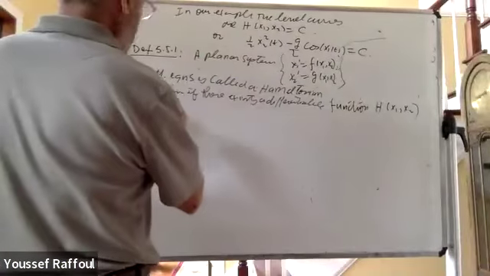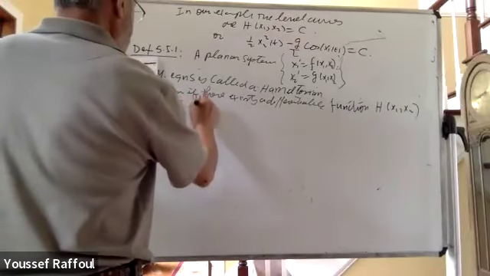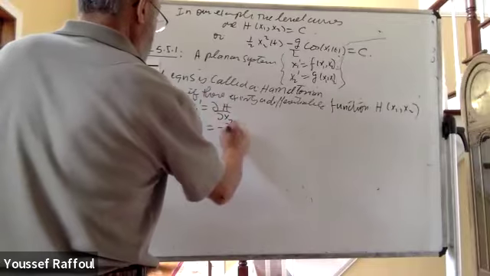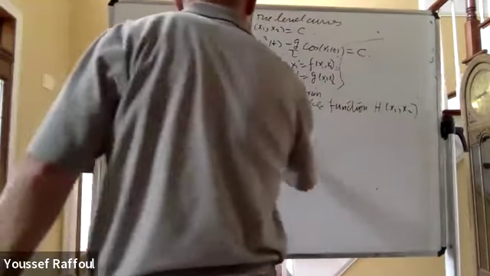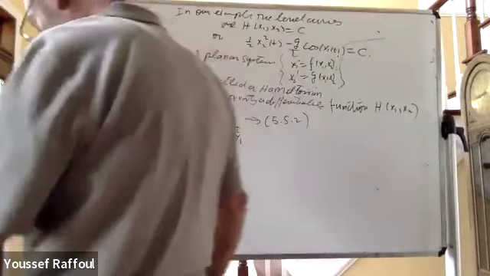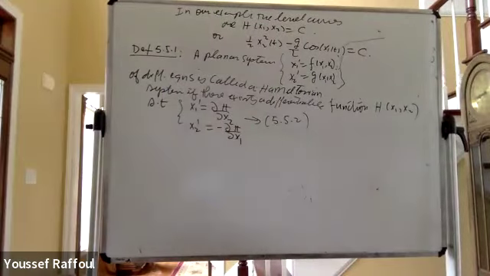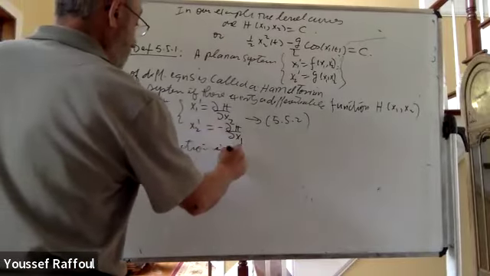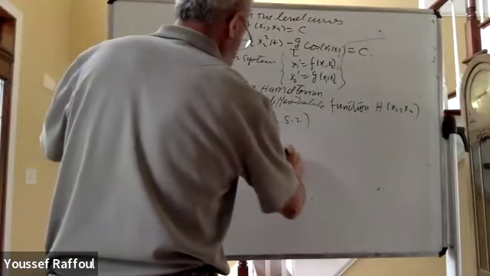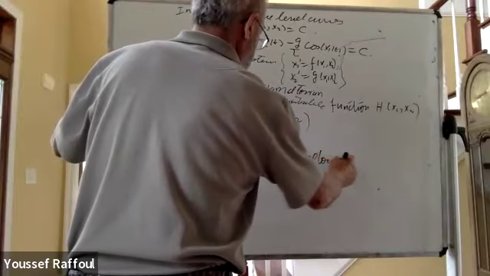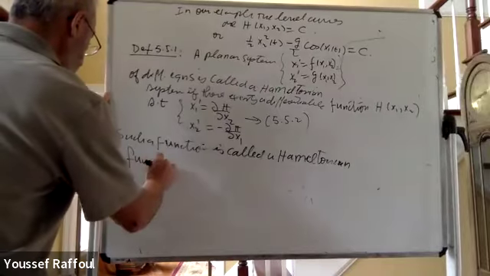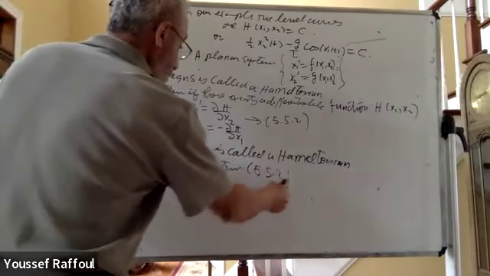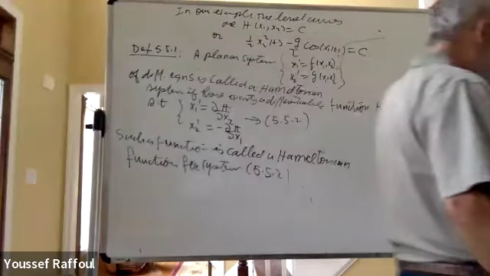All right. If there is a Hamiltonian function such that x1 prime equals del h over del x2 and x2 prime equals minus del h over del x1, and we're going to call this 5.5.2, such a function is called a Hamiltonian function for system 5.5.2. Okay.